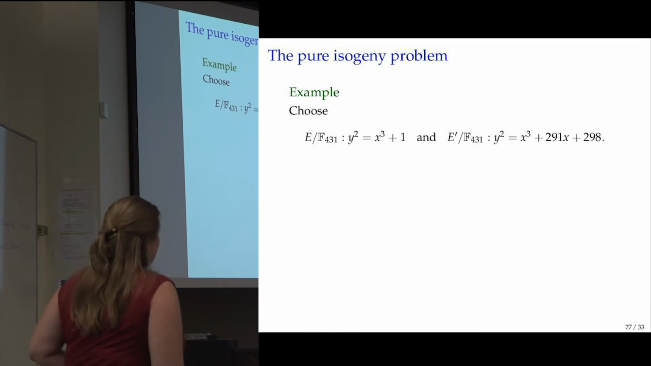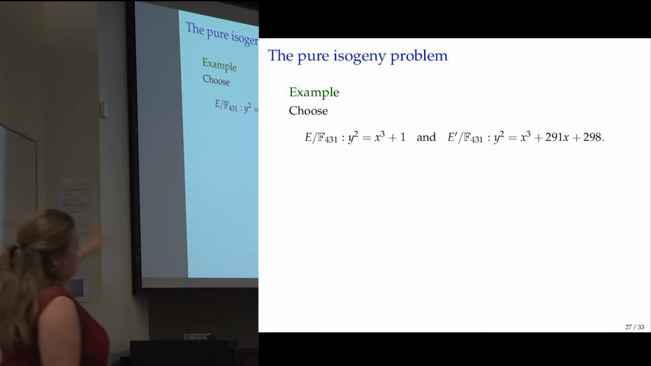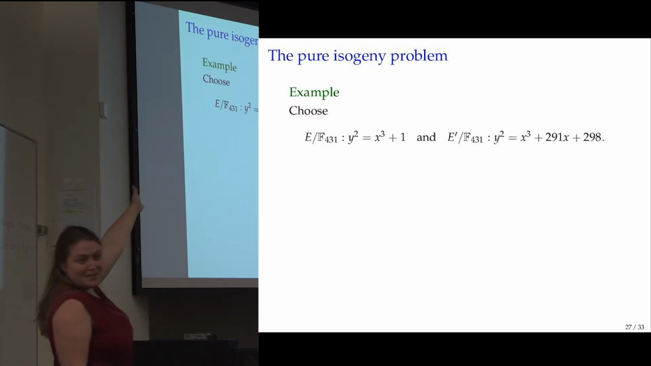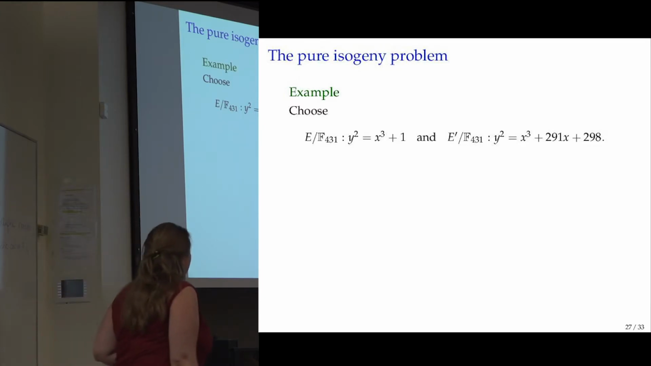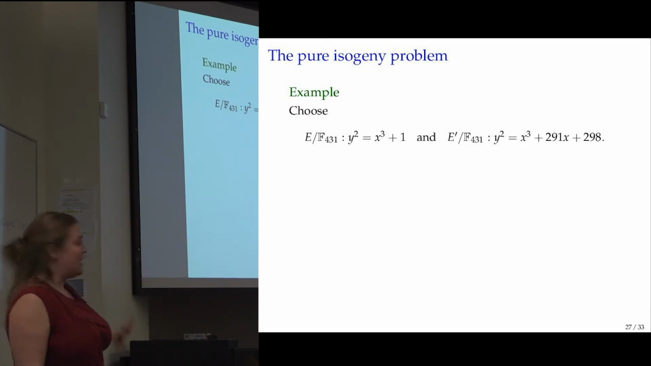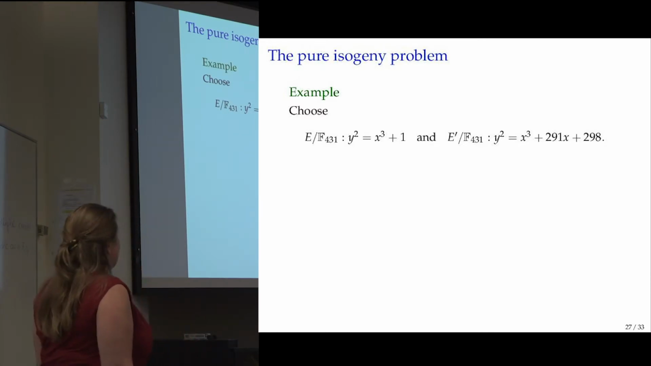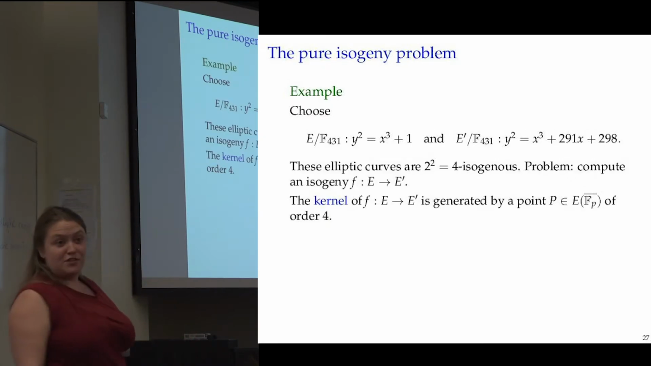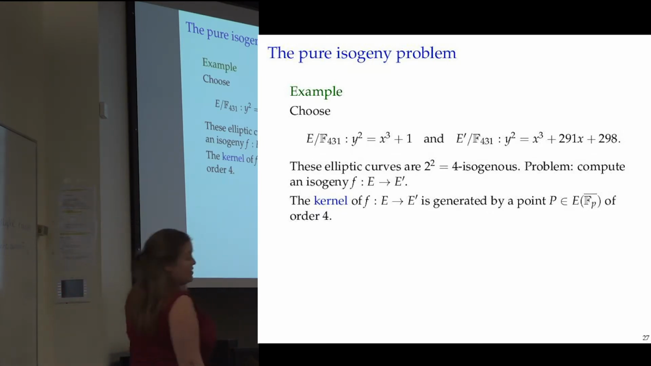Here's an example of 2 curves. Don't worry what these specific formulas are, but these are 2 elliptic curves defined over F431, so actually over Fp in this case, not Fp squared, just to make it a bit more of a simple example. And these are isogenous, right? There is an isogeny between them of degree 4.